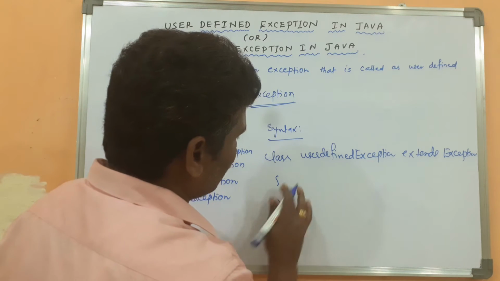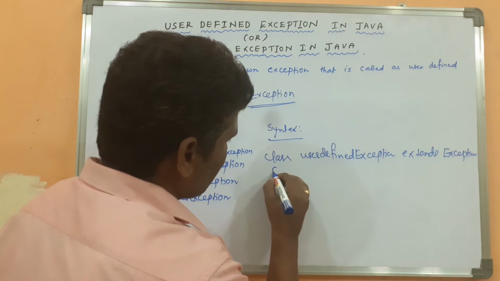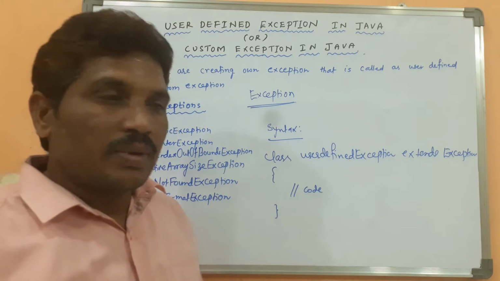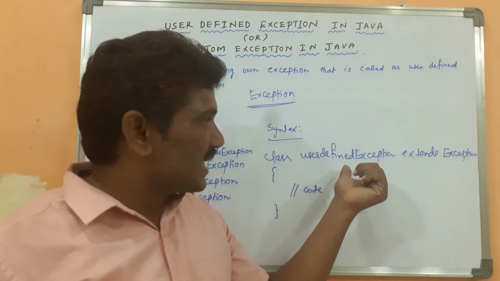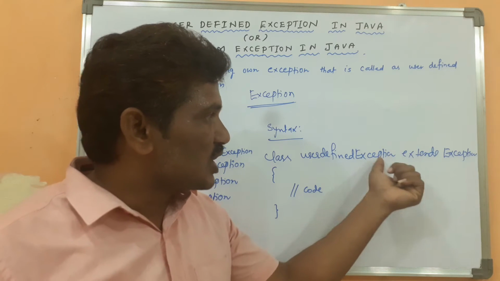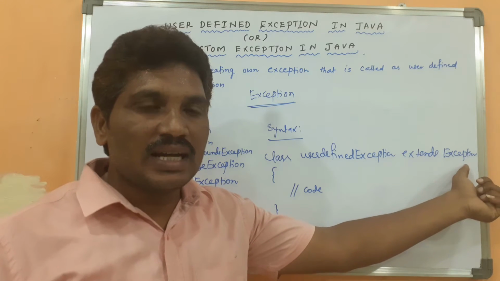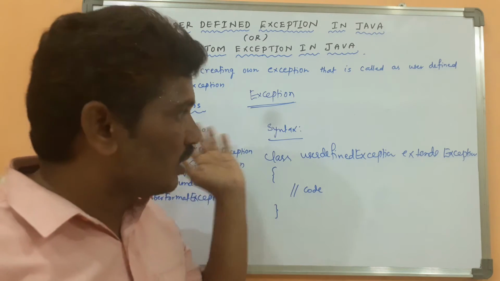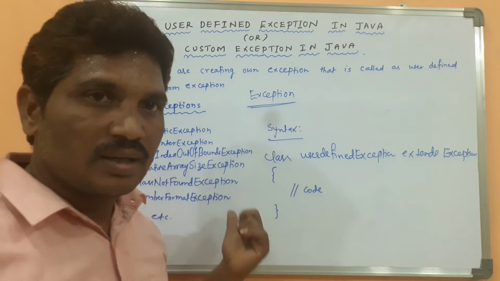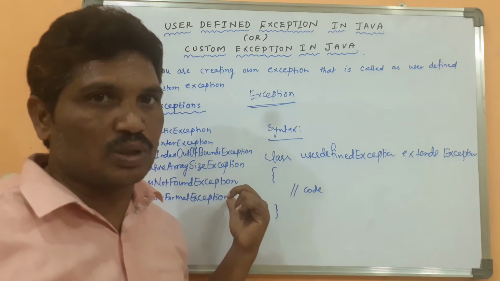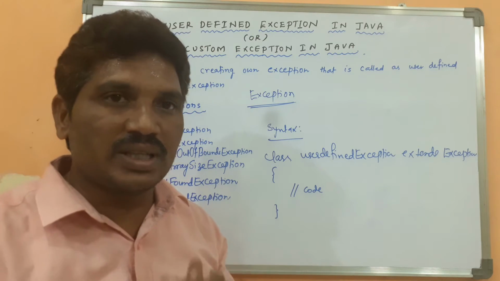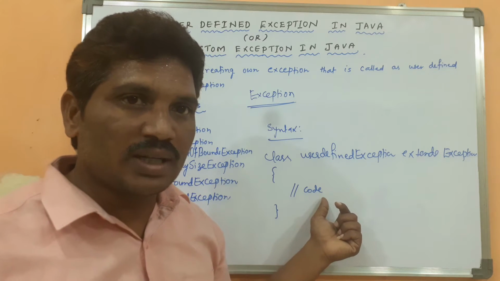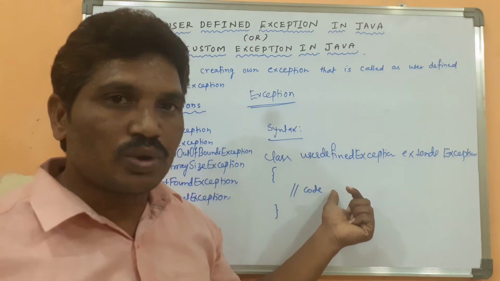Then you should write the code as per your requirements. Whatever exception you want to create, that is the class name, and it must extend Exception. Exception is the parent class for user-defined exceptions. Here, for the built-in exceptions also, Exception is the main parent class. But if you want to create a user-defined exception, that must also be a subclass of the Exception class. Here you can write whatever code you want as per your requirement.